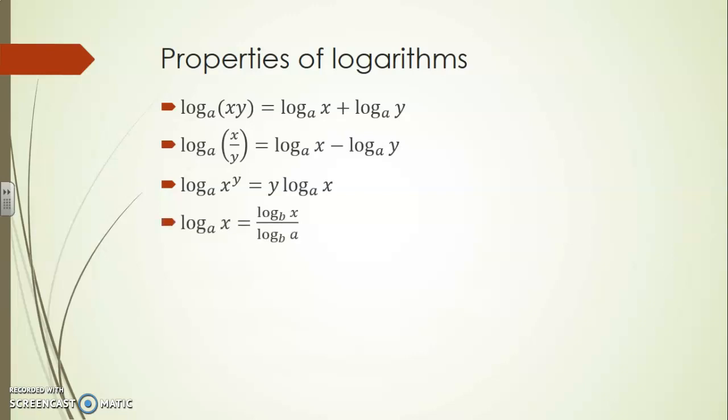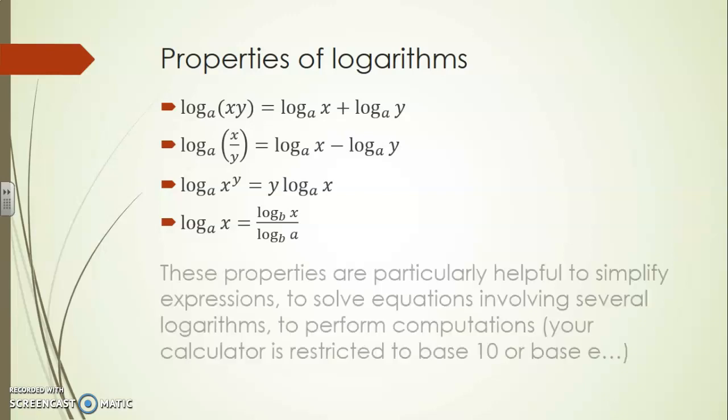And finally, this is called the base change formula. So here we have log in base a of x, which can be replaced by the log of x and the log of a individually in a quotient with a new common base b. b is completely arbitrary, so it could be base 10 or base e.